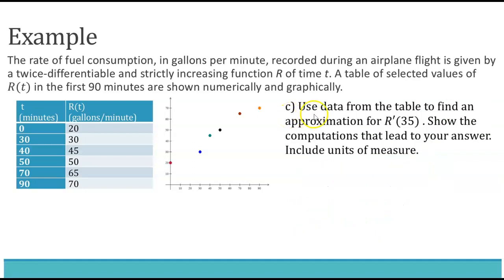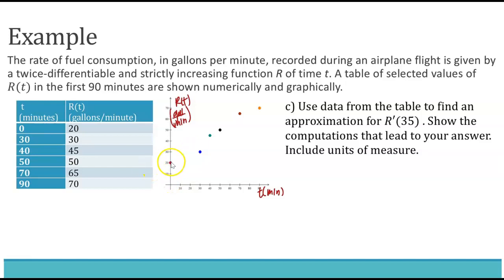Finally, in part C, use data from the table to find an approximation for r prime of 35. Show computations that lead to your answer, include units of measure. So remember, this is r of t graphed over here. So again, the horizontal axis was in minutes and the vertical axis was r of t in gallons per minute. Now what we want to approximate is r prime of 35. That's the derivative of this function. And the derivative is the slope of a tangent line.